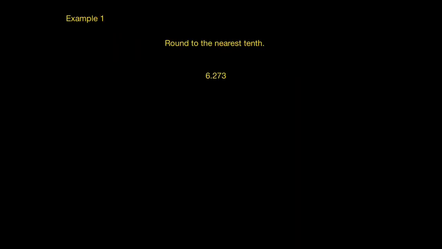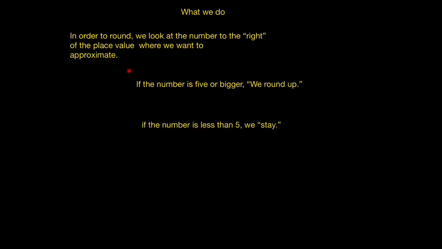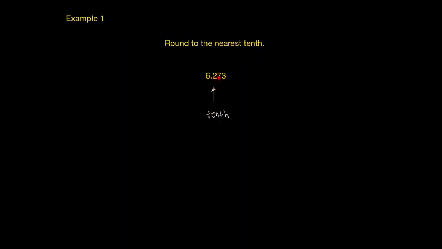So example 1, round to the nearest tenth. Recall that the value after the decimal point is the tenths. The 7 would be in the hundredths, the 3 would be in the thousandths, and the 6 is in the ones place. Now if we take a look at our notes, it says that we have to look at the number to the right. The number to the right of the tenths place, remember the tenths is the one we want to approximate, is the value we have to look at, 7.